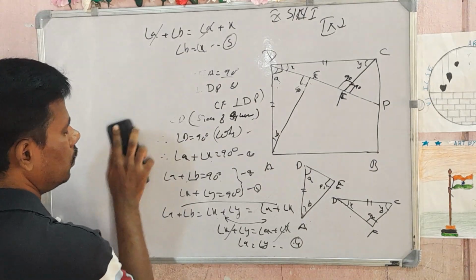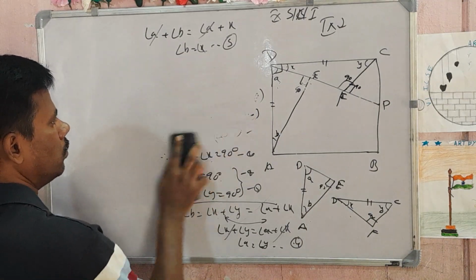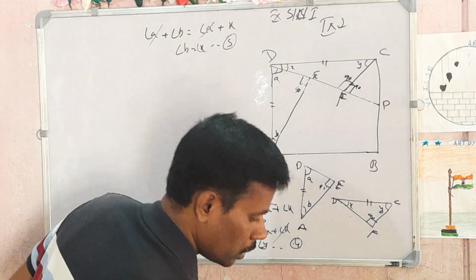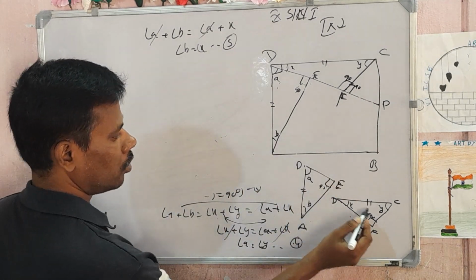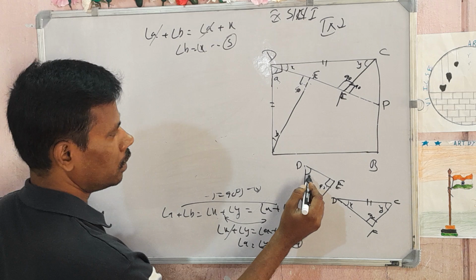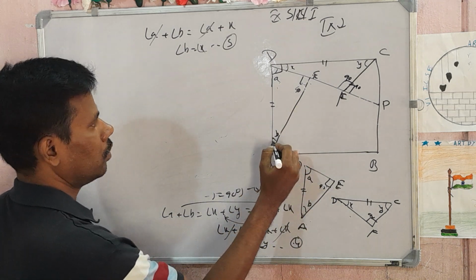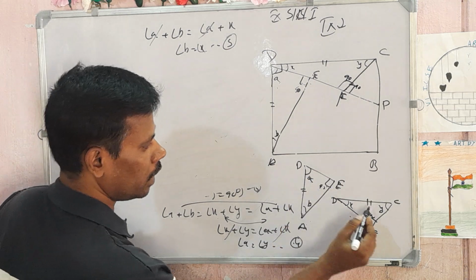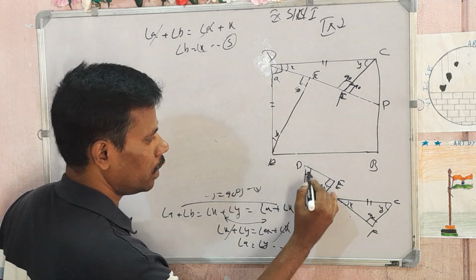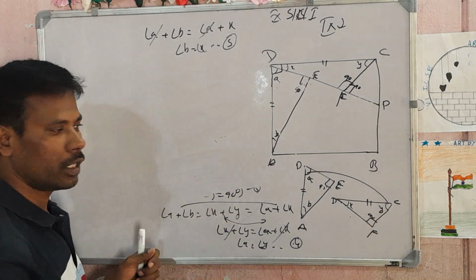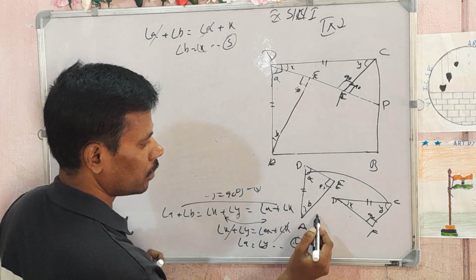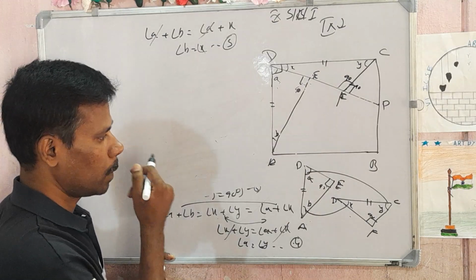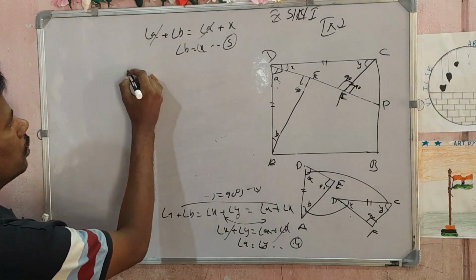I am erasing all this. Here what we can say, angle A is equal to angle Y. That means, use three letters. Angle A is equal to angle Y. Next, angle B, angle X. Use three letters.